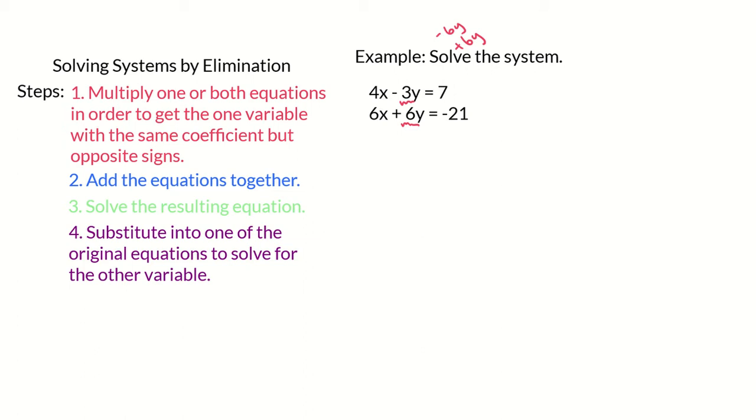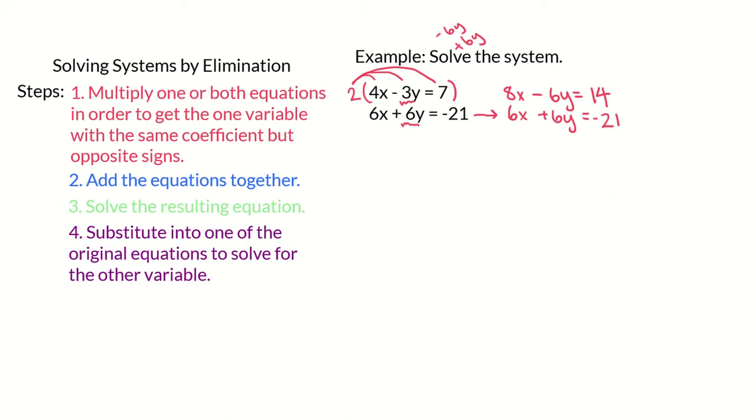So the way that we would get the first equation to have negative 6y is by multiplying it by 2. And we multiply the whole equation by 2. So that would give 8x minus 6y equals 14. And then the bottom equation, since we already have the positive 6y, we're just going to rewrite that directly underneath. So 6x plus 6y equals negative 21.